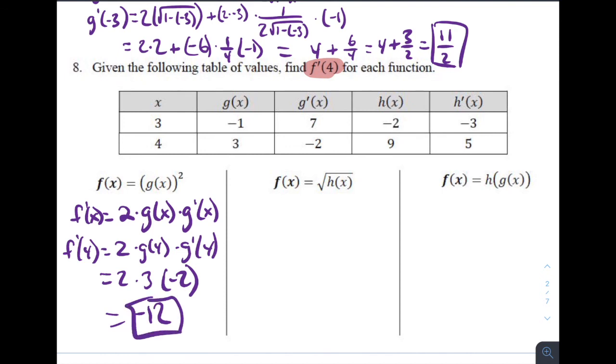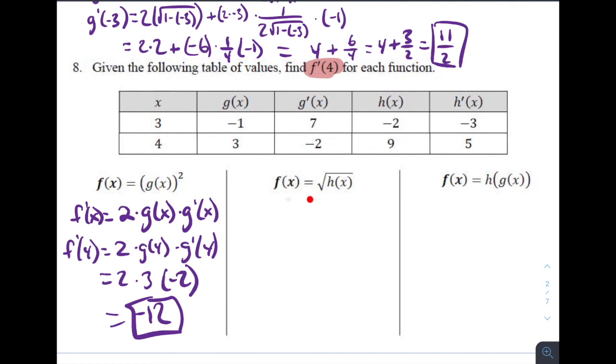Again, super cool that they can test your knowledge of the chain rule and your ability to apply the chain rule even when they didn't tell you what the functions were. We don't know what f of x is, we don't know what g of x is, we don't know what h of x is. Pretty crazy. All right, f of x.